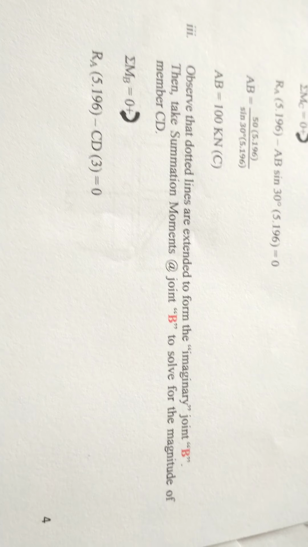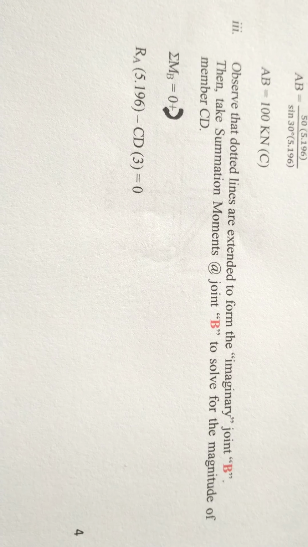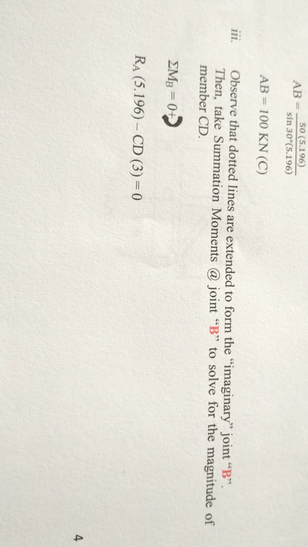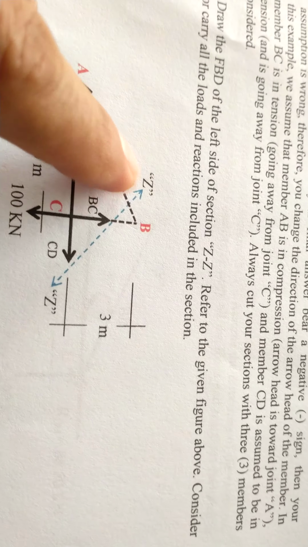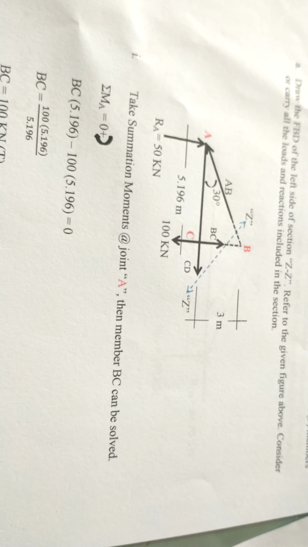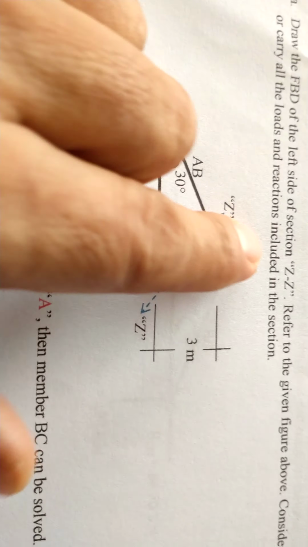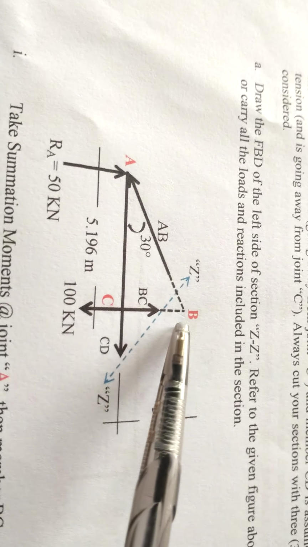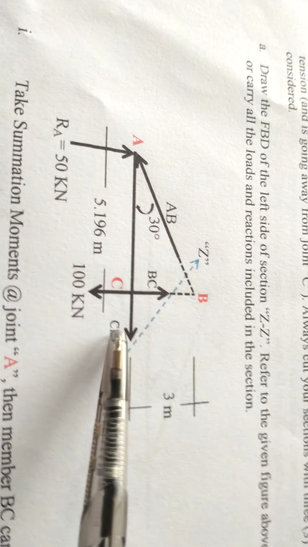Next, observe, as I said earlier, that the dotted lines are extended to form the imaginary joint B, to solve for the magnitude of member CD. So you have extended this one. If you take moments at B, you can solve for CD.